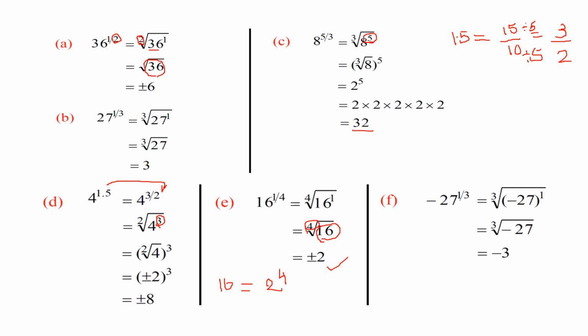And then negative 27 power 1 over 3. So this will be cube root of negative 27. So cube root of negative 27 is negative 3, because when you multiply negative 3 times negative 3 times negative 3, the first two give you positive 9, and positive times negative will be negative, and 9 times 3 is negative 27. So cube root of negative 27 will become negative 3.